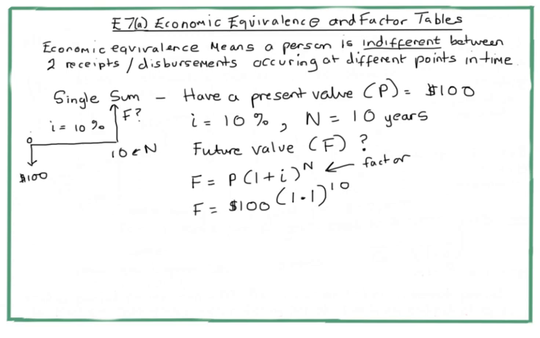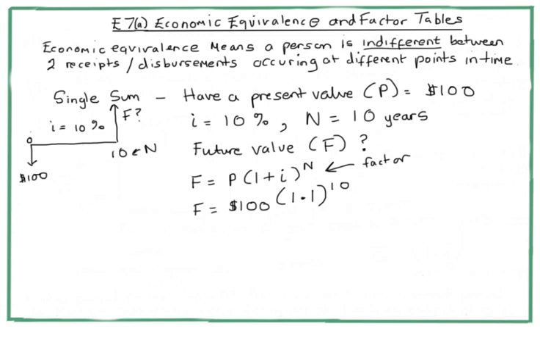Okay, so we're going to start out with the simplest possible type of question. This is a single sum of money. So let's say we have $100 today and we're going to put it in a bank. P is $100 at an interest rate of 10% for 10 years. So the interest period is a year, and N is 10 for the number of interest periods. And what we're interested in is finding the future value.